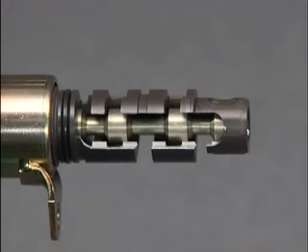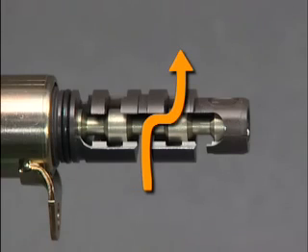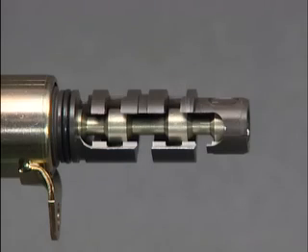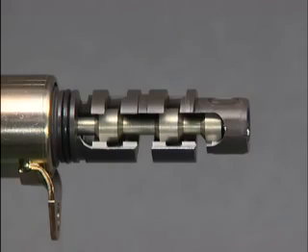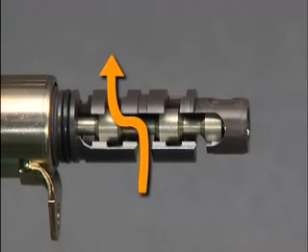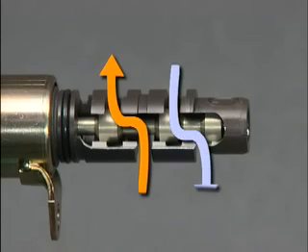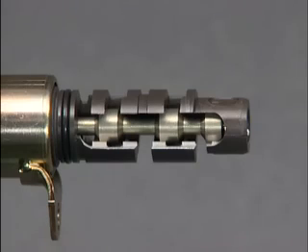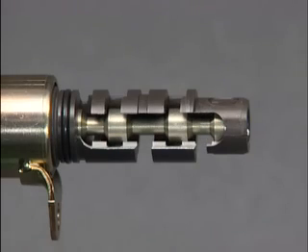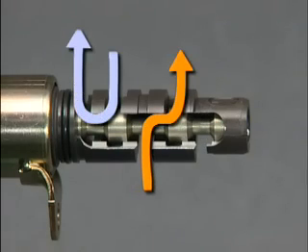When power is applied to the solenoid, all oil flowing through the OCV is directed to the actuator's advance chambers. When power is not applied, a spring pushes the spool valve to the retard position, and all oil flow is directed to the actuator's retard chambers. As one end of the spool valve opens a passage from the oil supply to the actuator, the other end of the spool valve opens a drain passage from the actuator to the sump.